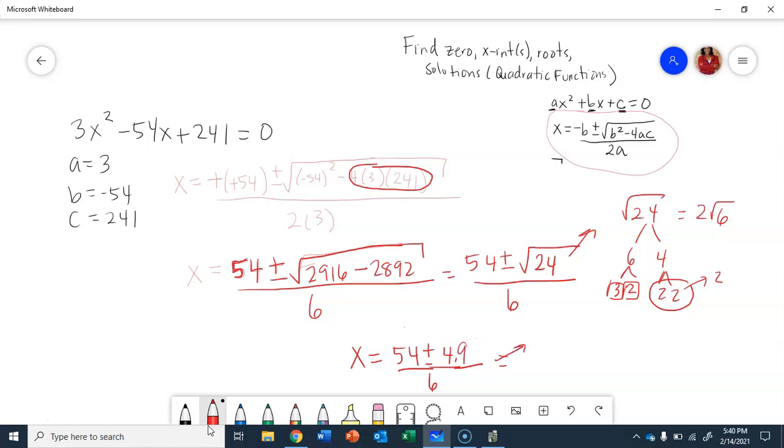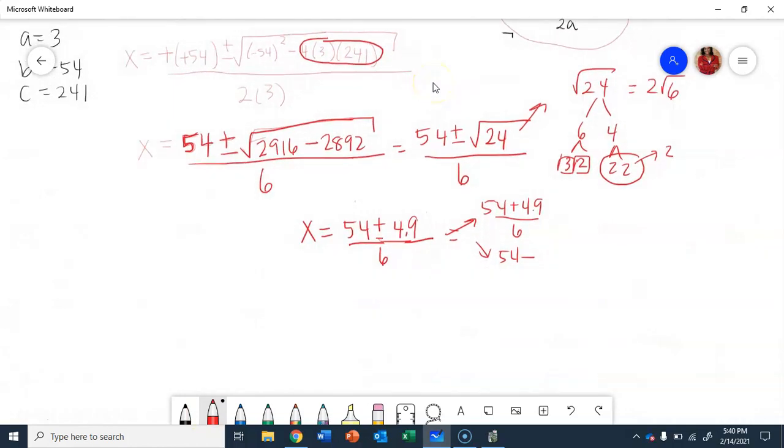And here are your two solutions. 54 plus 4.9 divided by 6, and the other one is 54 minus 4.9 divided by 6. There's a decimal right here, 4.9 divided by 6. All right, so what are our two answers? Our two x-intercepts.